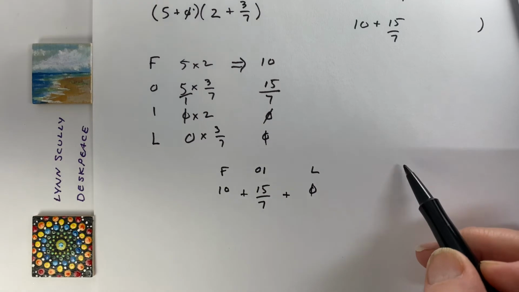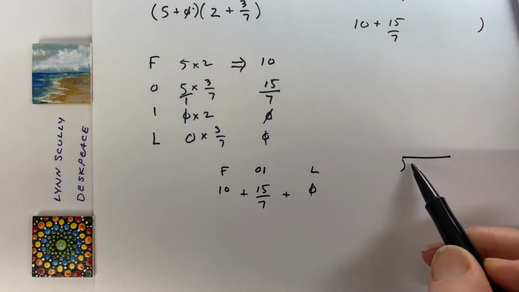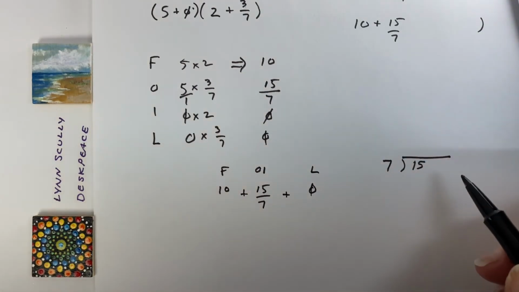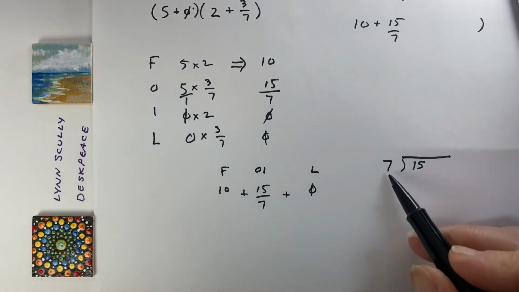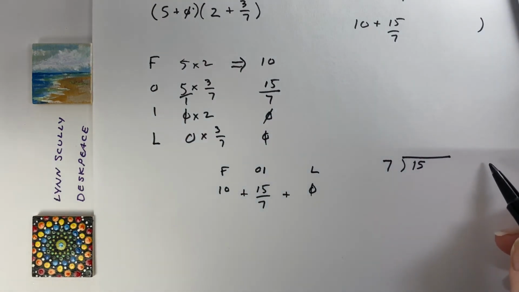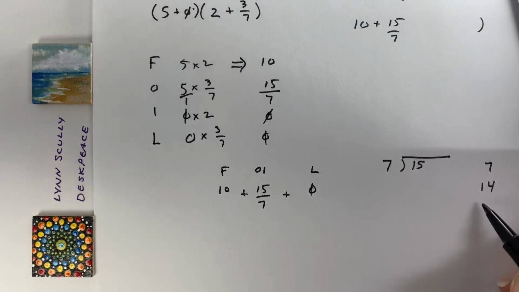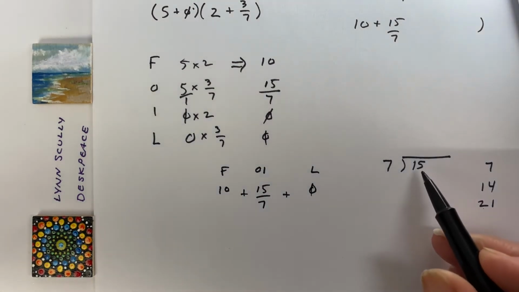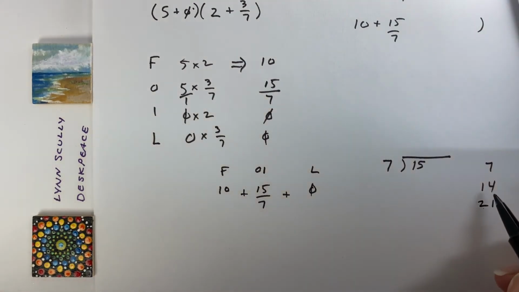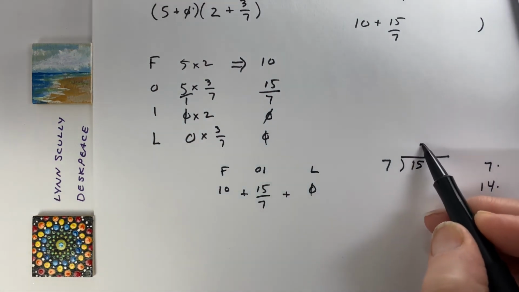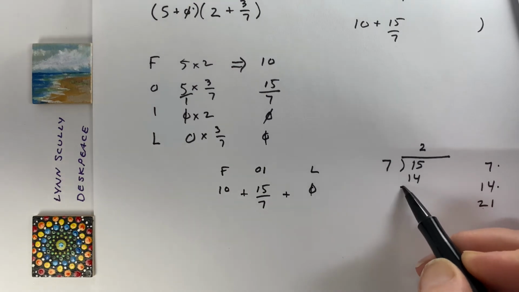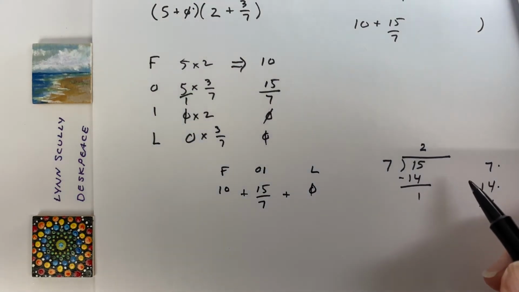I'm going to take that 15/7 and I'm doing 15 divided by 7. So I'm going to start writing the multiples of 7. That makes my division easier. 7, 14, 21. 21 is greater than 15. So 14 is the one that went in, and that was 1, 2. It went in 2 times. So that is 14. Subtract, and I get 1.